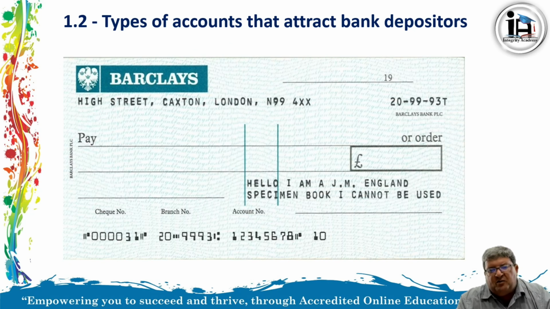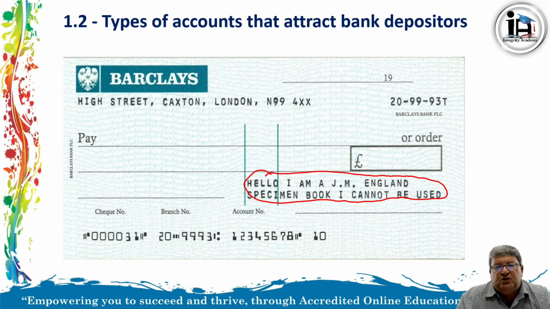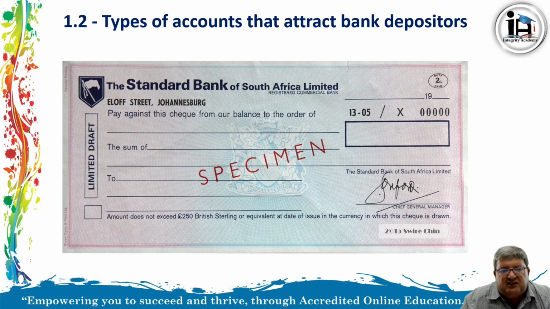This is an example of a checkbook of Barclays in London. So ignore this piece, because this was just people, if you put in pictures of checks, people used to copy them and write them out, and did some forgery. But this is a typical example of a Barclays check. Here we've got the check of Standard Bank of South Africa Limited, Yellow Street.